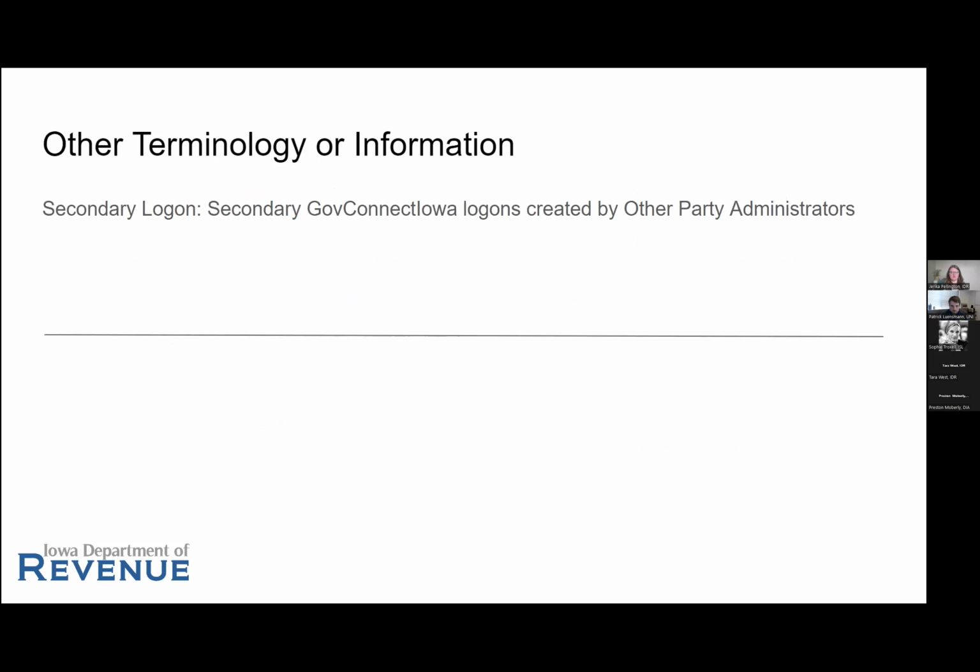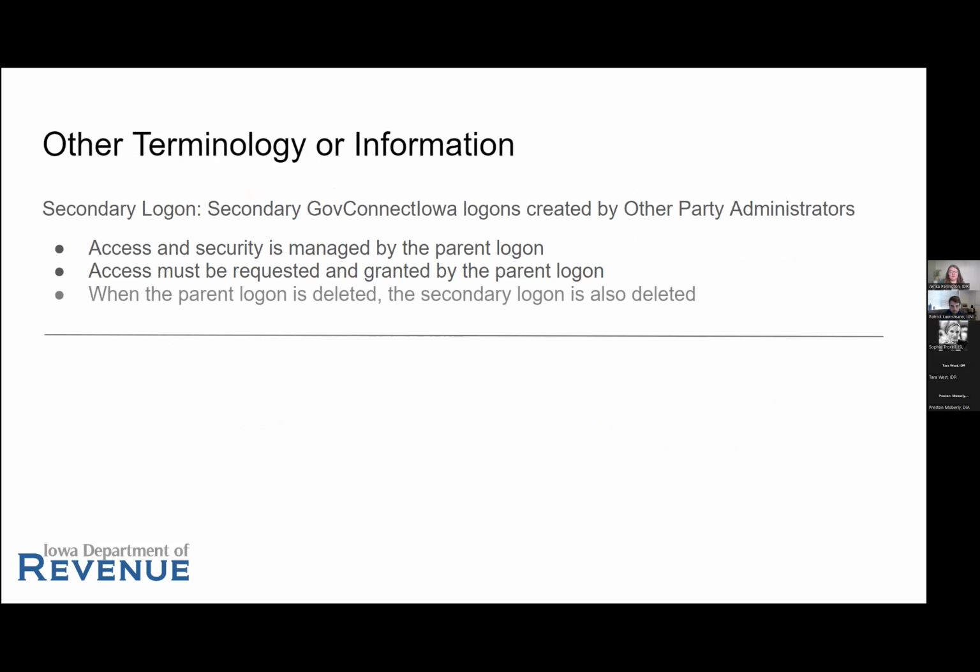So other party users can add what's called a secondary logon. And so think of it as a parent and child relationship. Once a tax professional gains access to their clients' accounts, they can create what we're calling a secondary logon. And these are basically an extension of the person's account that's creating that secondary logon. So this means that the parent account is ultimately responsible for managing their employees' security levels and their access to accounts. So this also means that access must be requested and granted by the parent logon.